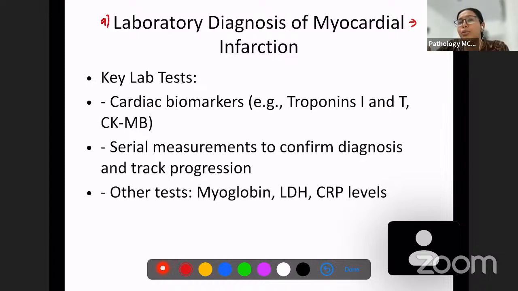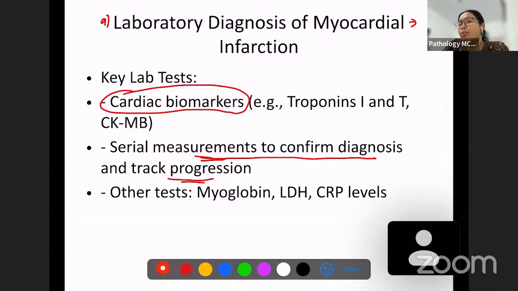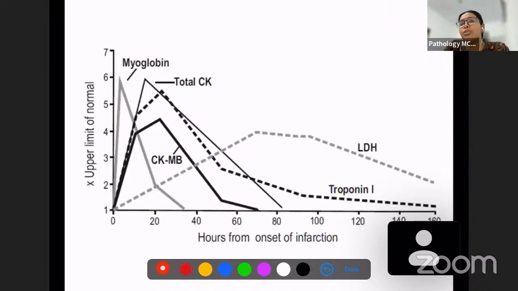First of all, the most important laboratory diagnosis is cardiac biomarkers. Cardiac biomarkers are used for the diagnosis of myocardial infarction. Usually a single marker can be done, or multiple markers in combination can also be done for diagnosis. Serial measurements are usually done to confirm, track and see the progression, to see if the myocardial infarction is subsiding or if there is any reinfarction. So this is how the graph looks.